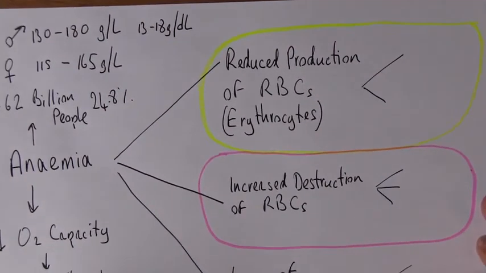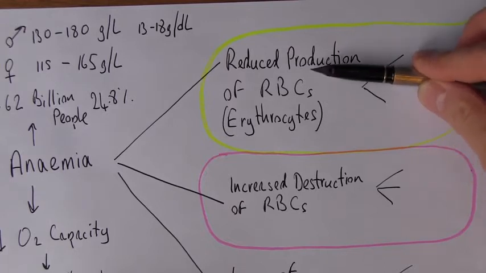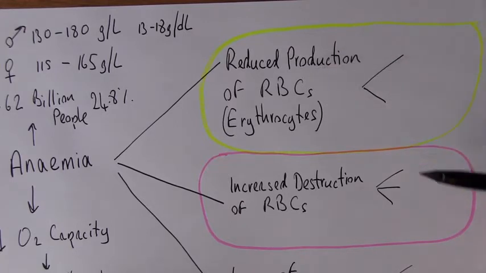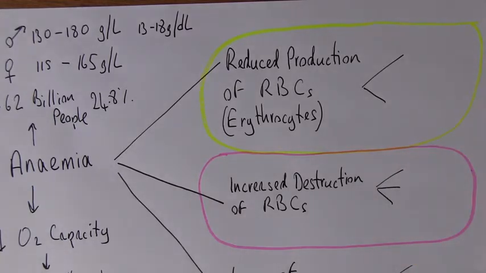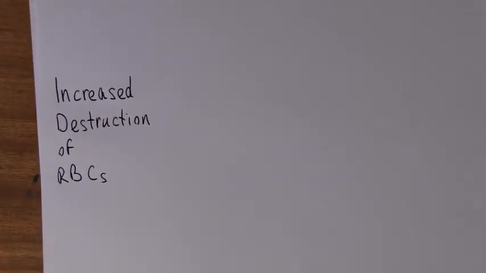So in our considerations of the causes of anaemia, we've considered reduced production of red blood cells. We now want to look at increased destruction of red blood cells once they've been produced in the red bone marrow. So we're thinking about increased destruction of red cells.